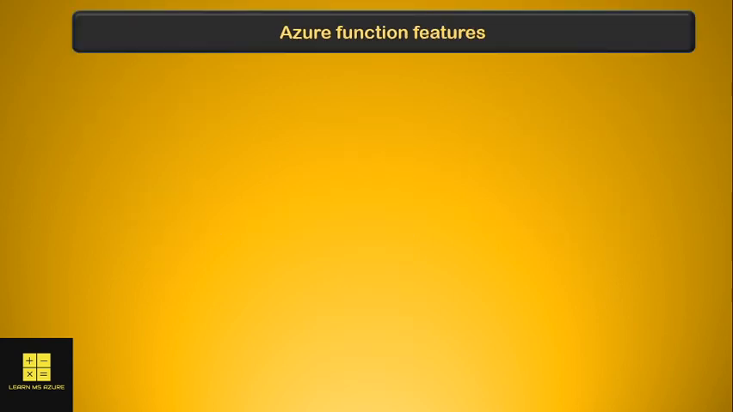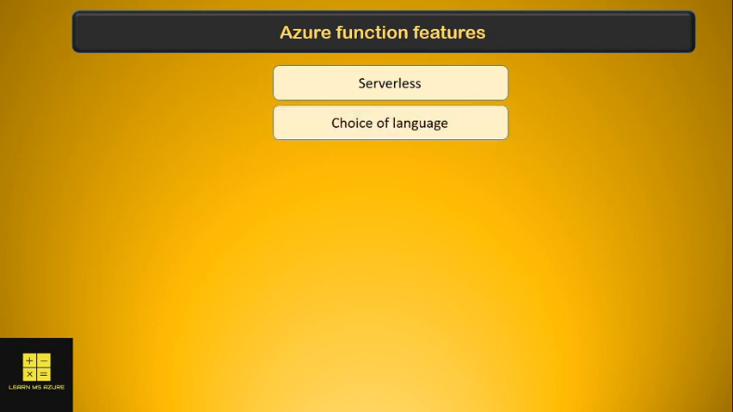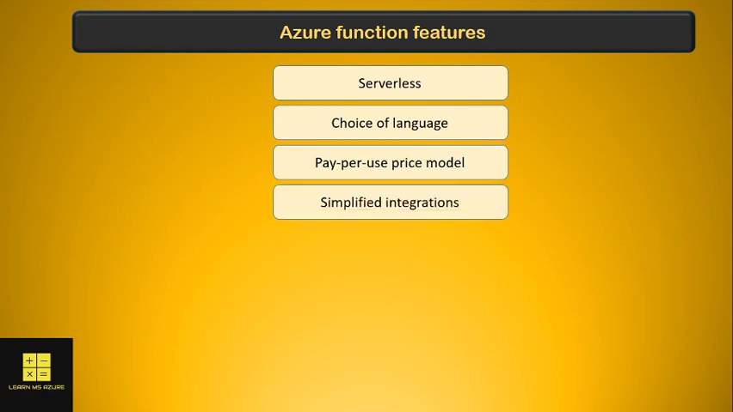Now let's see what features Azure function provides. As we discussed, Azure function is serverless, so you need not worry about the underlying infrastructure. You also have multiple choices for the languages that you can choose from. You are going to pay only for the time your function runs and not for the idle time at all. With the support of bindings, you can integrate with a variety of Azure services with no code for this integration. An HTTP trigger function can be secured using OAuth providers such as Facebook, Twitter, Azure Active Directory itself, Google, etc.